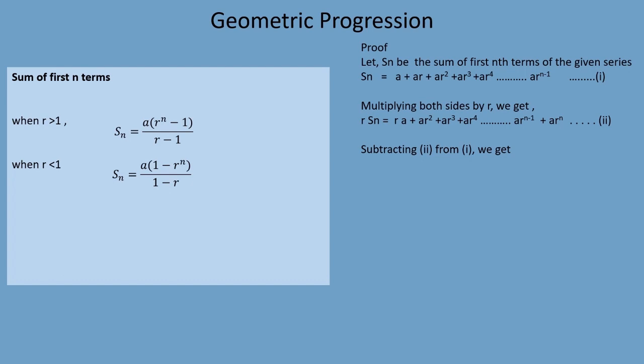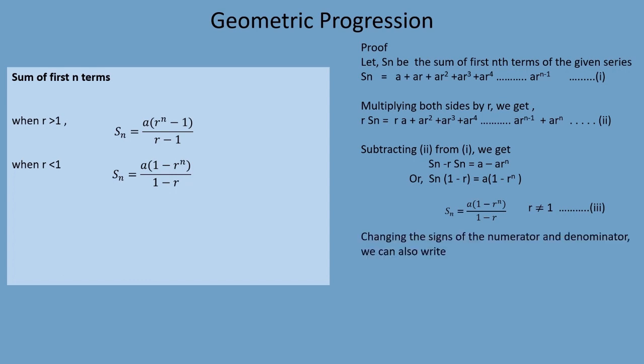Subtracting 2 from 1, we get Sn minus R Sn is equal to A minus AR to the power n. Or Sn into 1 minus R is equal to A into 1 minus R to the power n. Sn is equal to A into 1 minus R to the power n, divided by 1 minus R, R is not equal to 1, equation 3.